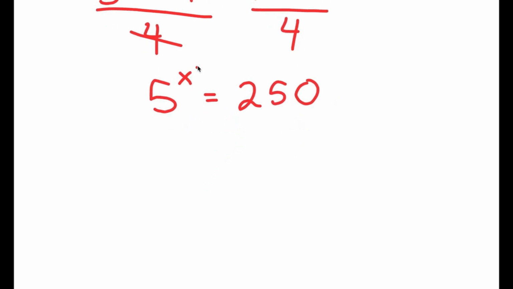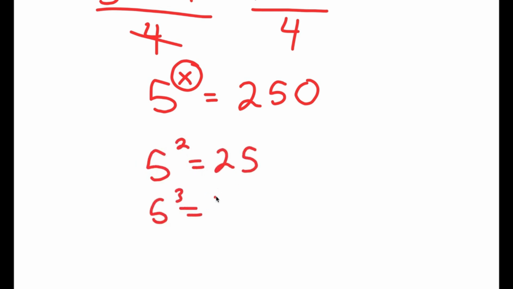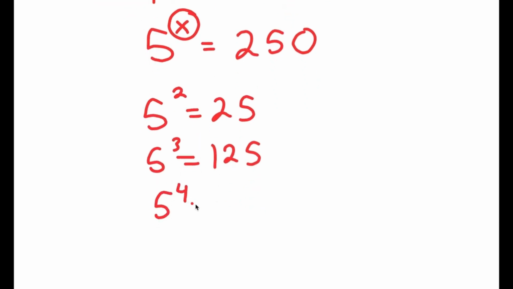So we have 5 to the power of x equal 250, and just at first glance of this equation, we can tell that x is not going to be a whole number, because we have 5 squared is 25, 5 to the power of 3 is 125, and 5 to the power of 4, this is going to be 125 times 5, which is 625. So the value of x is somewhere in between 3 and 4.